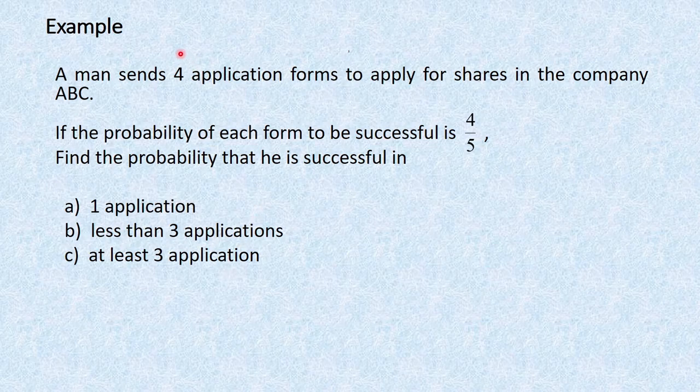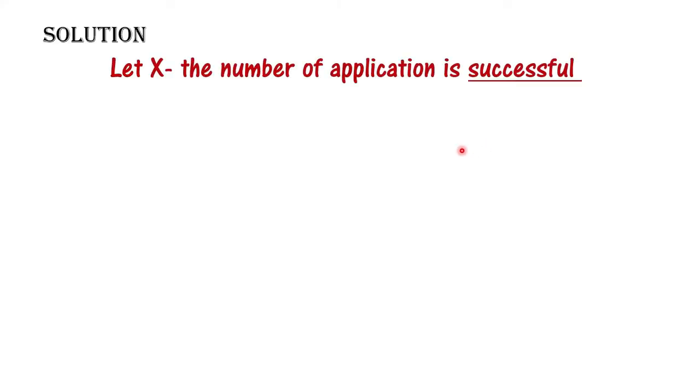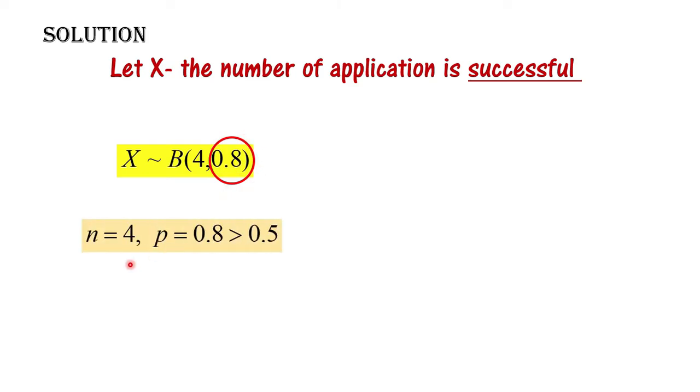So from the information we have n equals 4, p equals 4/5. Okay, so you have to let X be the number of applications successful. Then X is a binomial distribution, n equals 4, p equals 4/5 or 0.8. Note that 0.8 is more than 0.5. So what we need to do? Yes, we need to change to Y. Y is a binomial distribution, n equals 4, p equals 0.2.